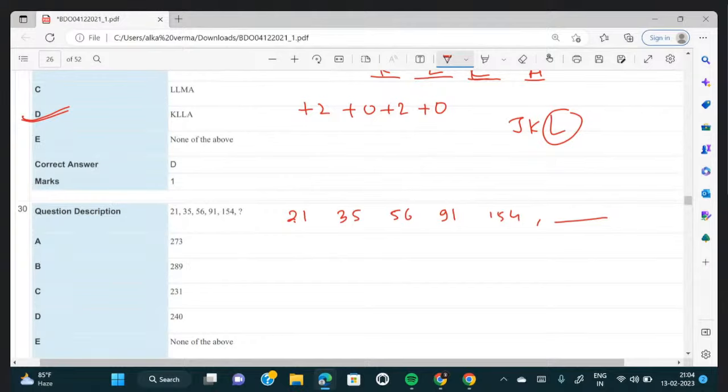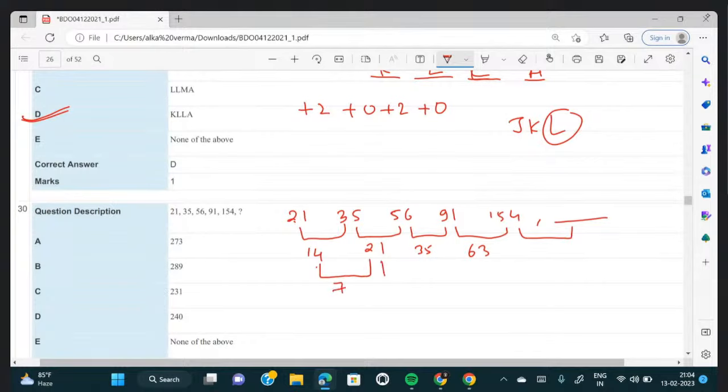How to find out? Let us find the difference. As I told you, the numbers are small. We will find the difference. First difference is 14. Then next is 21. Next difference is 35. 91 minus 56 is 35. Then is 63. Then is what? Let us see. Again, this 14, 21, 35, 63 is coming in the table of 7. So let us find the double difference again.